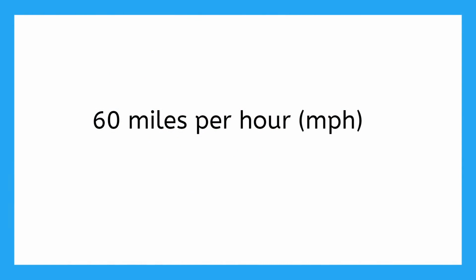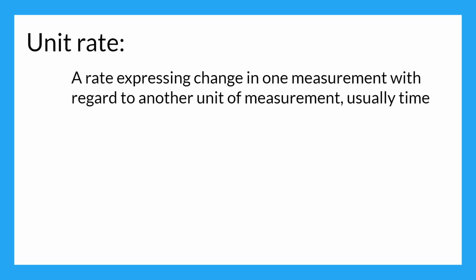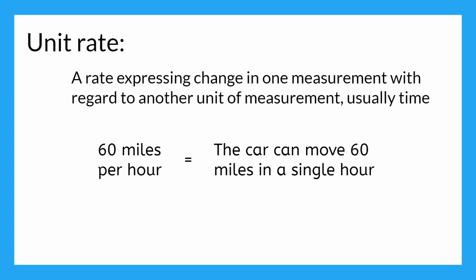Going 60 miles per hour is fairly fast, while going 10 miles per hour is pretty slow. And if somebody passes you going 120 miles per hour, they are probably going to get pulled over. So we have a very clear, common example of a unit rate. But what actually is a unit rate? A unit rate is a rate that expresses change in one measurement with regard to another unit of measurement. And that second unit is usually some unit of time. So measuring a car's speed in miles per hour means we're measuring how many miles the car can travel within a time span of a single hour.